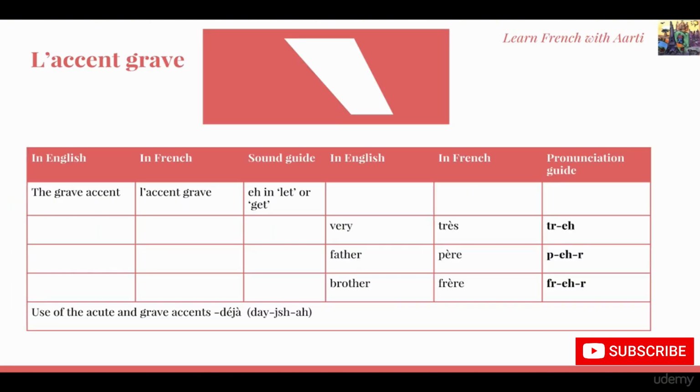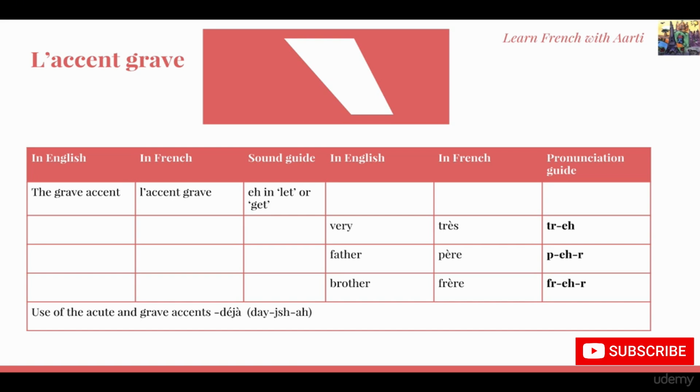The next accent is the grave accent, or in French, accent grave. This accent can be found on the letters A, E, and U. It goes in the opposite direction of the previous accent, the acute accent. It is a dash placed on the letter, and the dash starts from the right and goes upwards. Let's look at some examples.